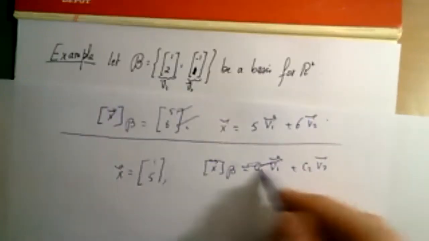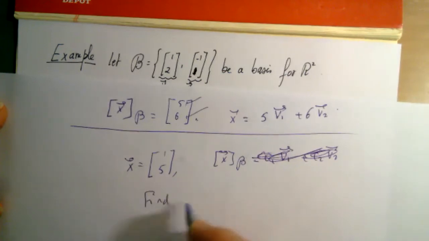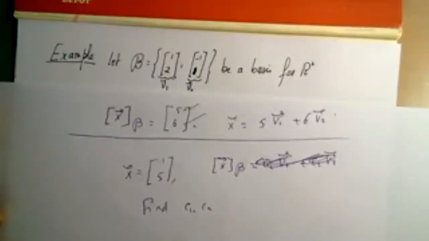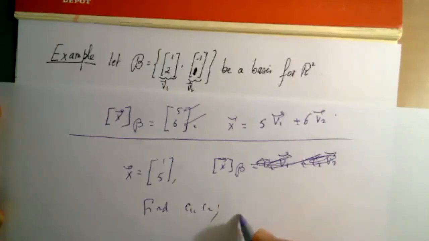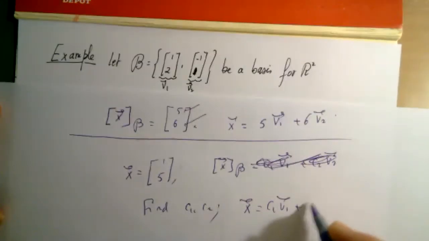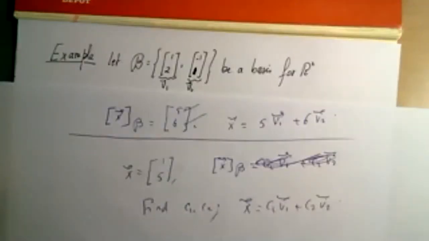Sorry, that's nonsense. It means I need to find the weights C1, C2 that I should put on V1 and V2 to reach my vector X. So I'm going to find C1, C2 such that X is the linear combination of those two vectors. So I'm giving you a particular vector.